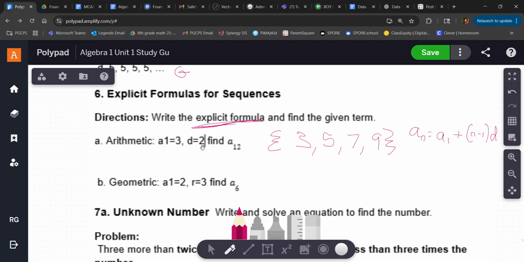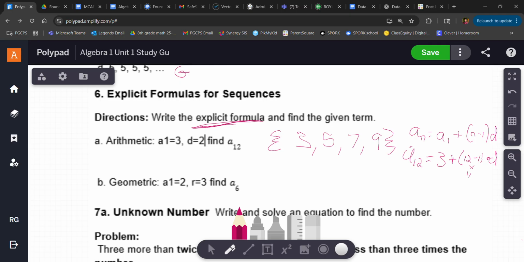So again, the term that we're looking for, A12, the 12th term, is going to be equal to the value of the first term, which is 3, plus the number of the term we're looking for, which is 12. The value of n is 12 here, minus 1. We can simplify that to 11, times the difference. The difference here is 2, so times 2.